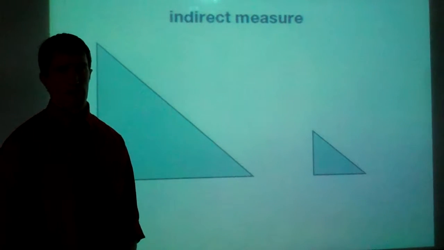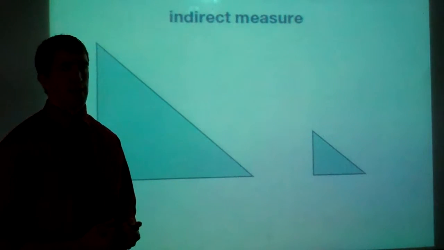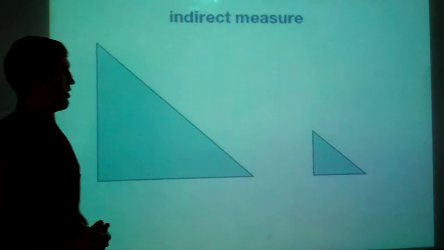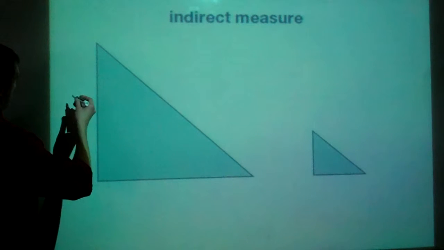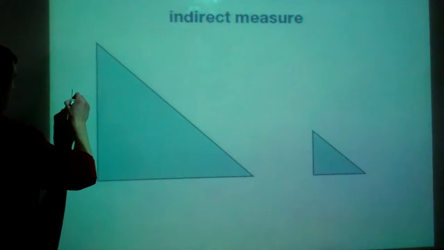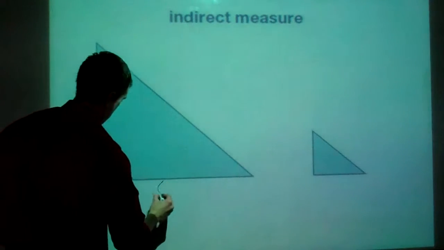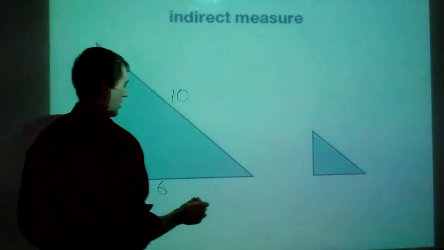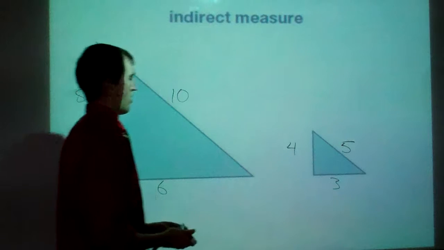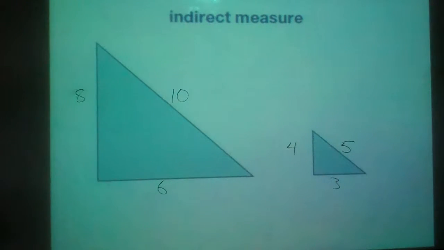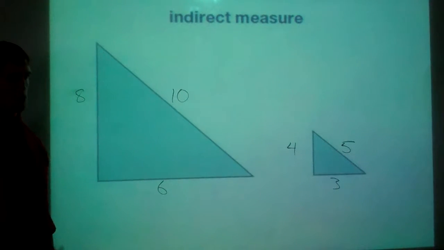Remember, similar means that the angles are all the same and that the sides are proportional. So that is to say, if we had, let's say, a 6, 8, 10 triangle, and this could be a 3, 4, 5. Proportional means that corresponding sides, if we divide them, we should have the same ratio.